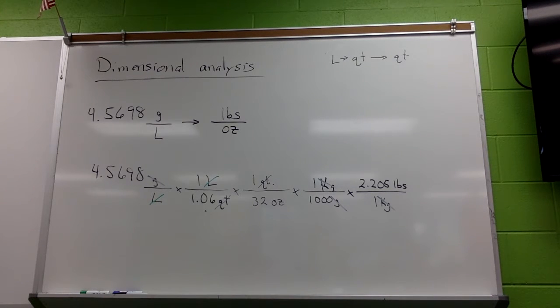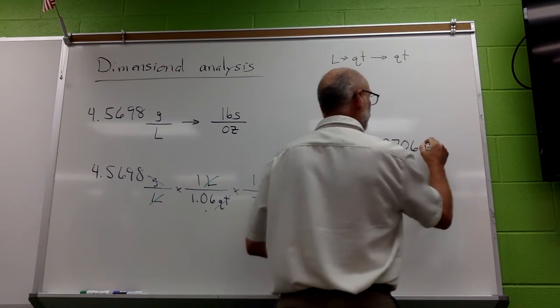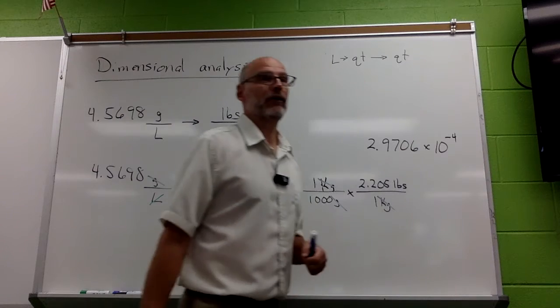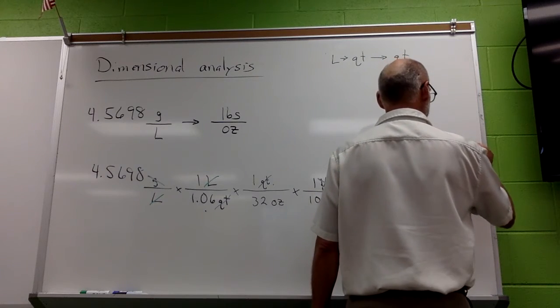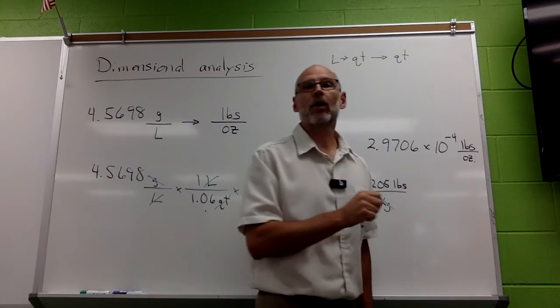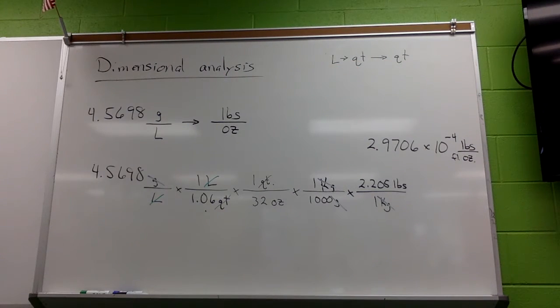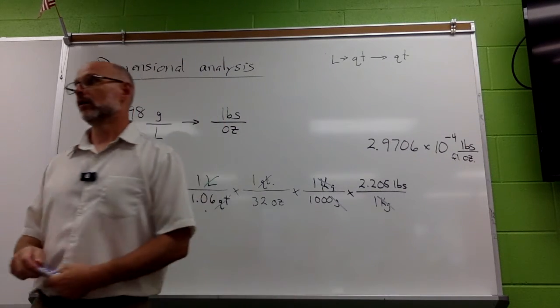Do you have something? What do you have? 2.9706 times 10 to the -4th. Now, what's the unit? Pounds per ounce. Now, some of you might be more comfortable with calling that a fluid ounce, just to differentiate it between an ounce of like a weight measurement. Your choice. Okay. Did anyone concur? You guys good? I don't know what I did, but... Okay.